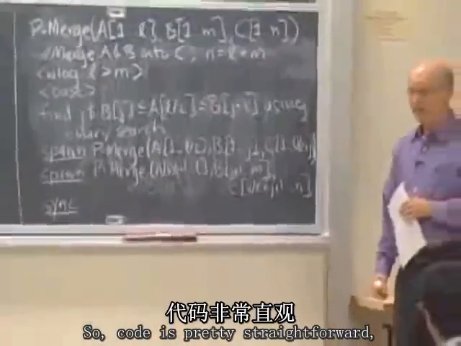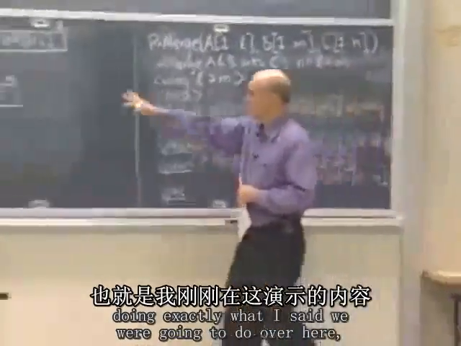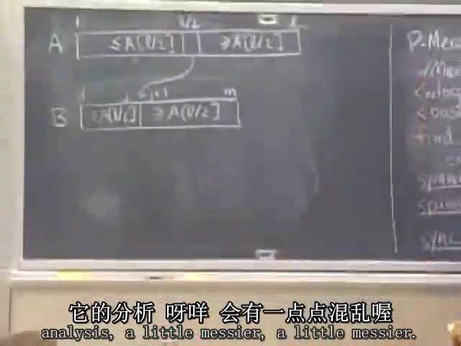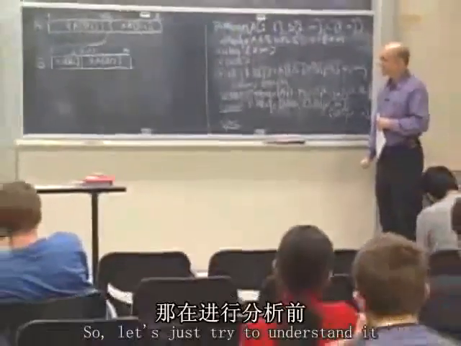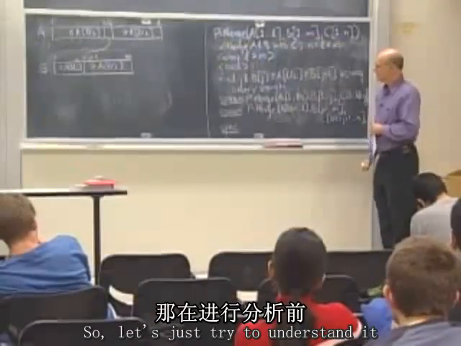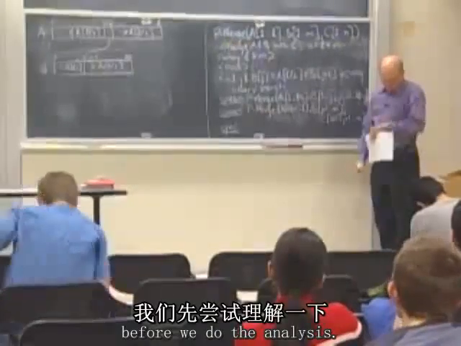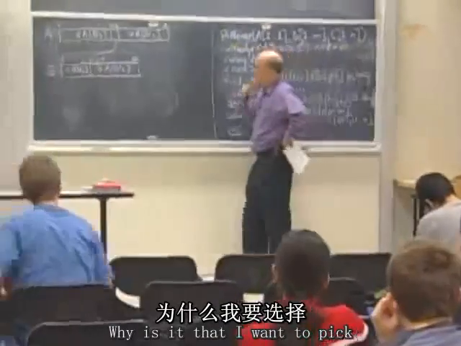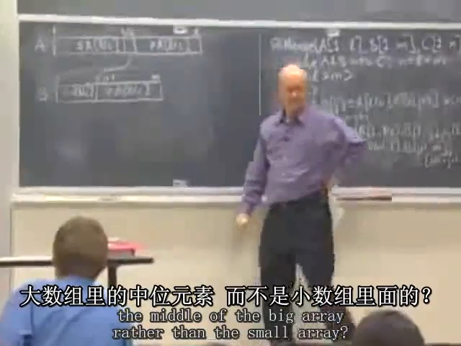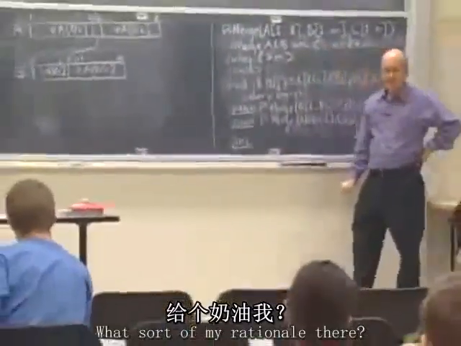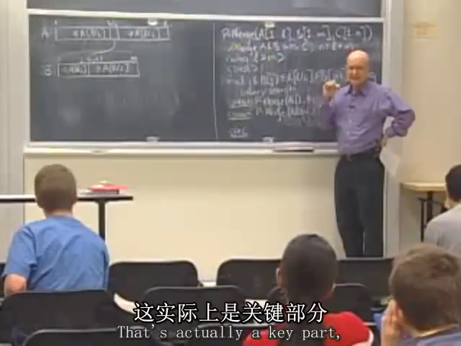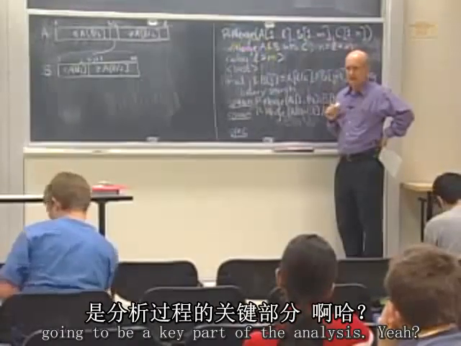So code is pretty straightforward, doing exactly what I said we were going to do over here. Analysis, yeah, a little messier. A little messier. So why? Let's just try to understand this before we do the analysis. Why is it that I want to pick the middle of the big array rather than the small array? What's sort of my rationale there? That's actually a key part, going to be a key part of the analysis.